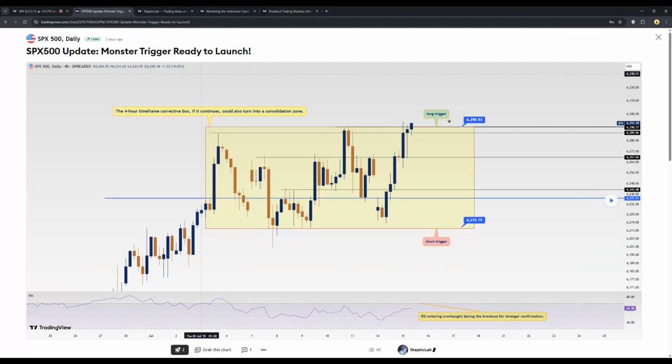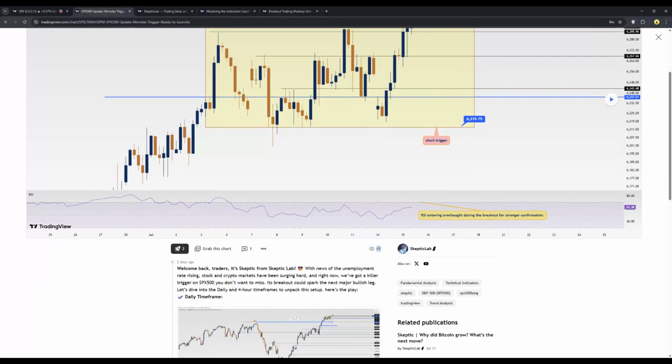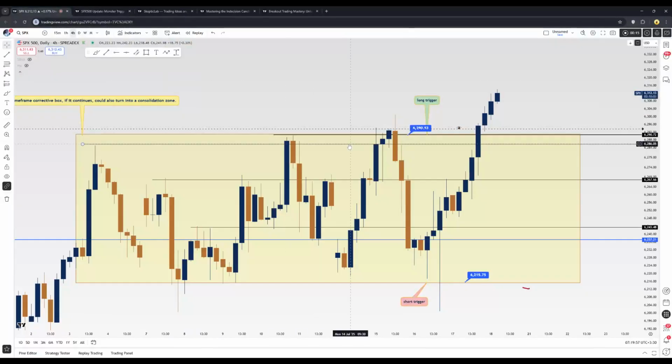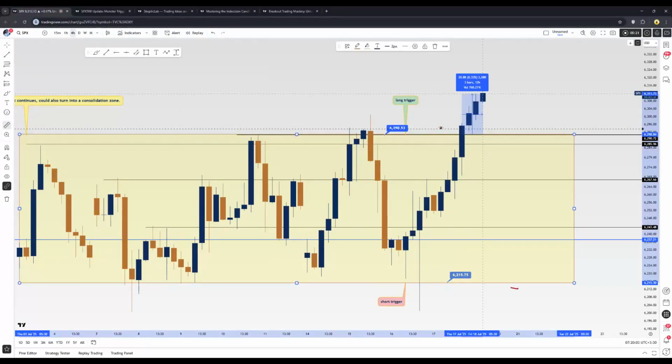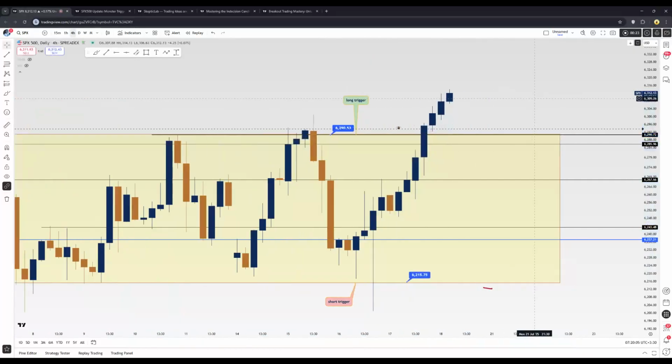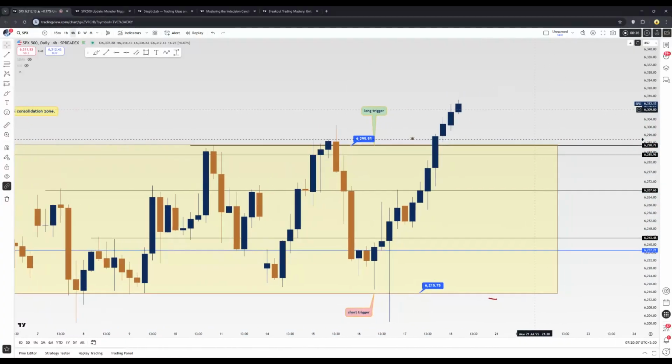2 days ago, I showed an analysis of S&P 500 and I shared this long trigger for 6,290. Lol. So that just got activated and we are up like 0.35%. Now, I want to talk about what to do if you missed the trigger, and this will be educational, not about price prediction or anything like that.